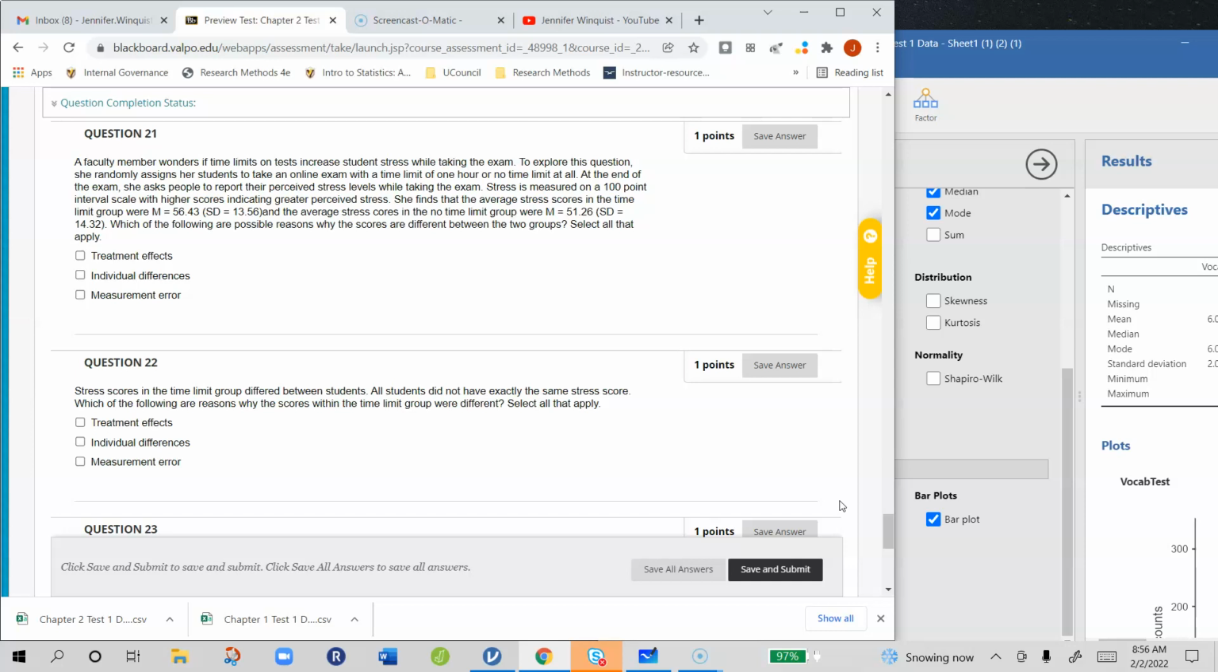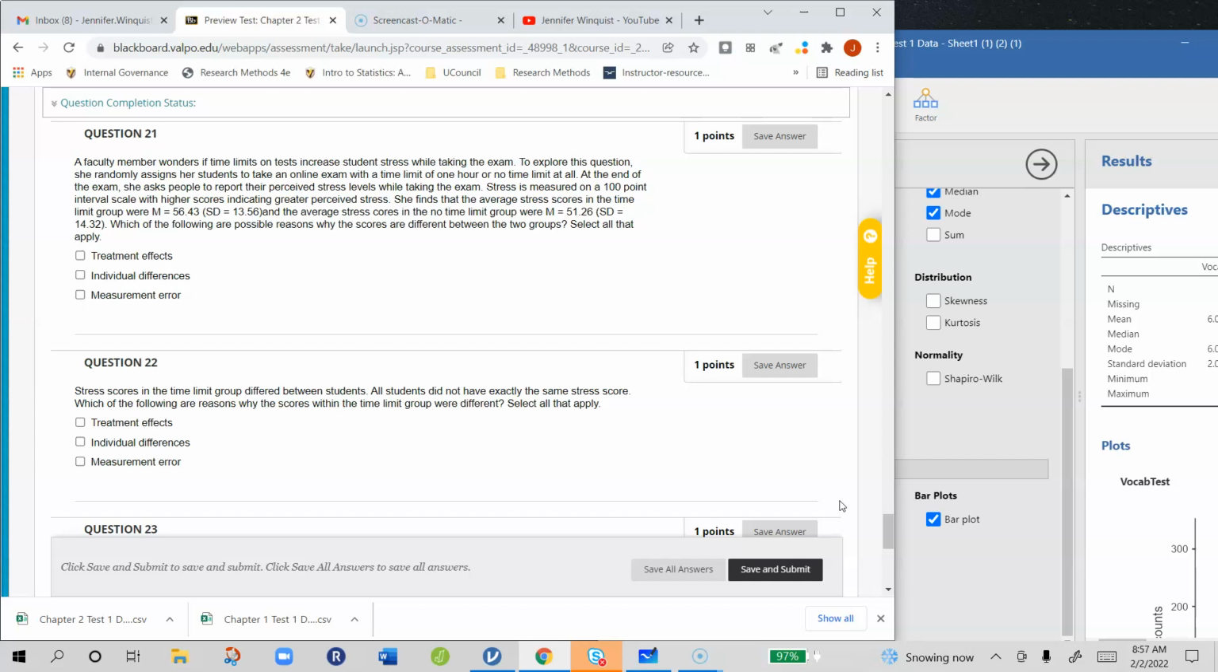Well, one possibility is treatment effects, right? These two groups were treated differently. They had different ways of taking the test, either with a time limit or not. So you expect those treatment effects to create variability. We also have different people in our two groups, which means there are going to be individual differences between the two groups. And there's always a possibility of measurement error.